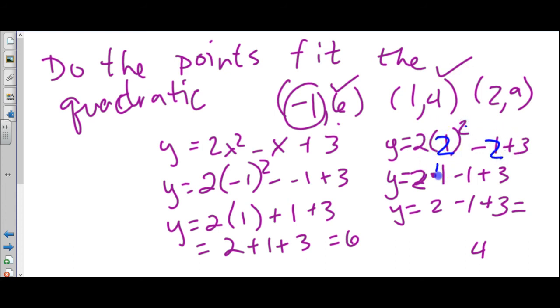Then we do it again with 2. 2 squared is 4. 2 times 4 is 8. 8 minus 2 plus 3 gives us 9. So all 3 points check out, and those points are part of a quadratic graph. So that ends our discussion on quadratic function models.